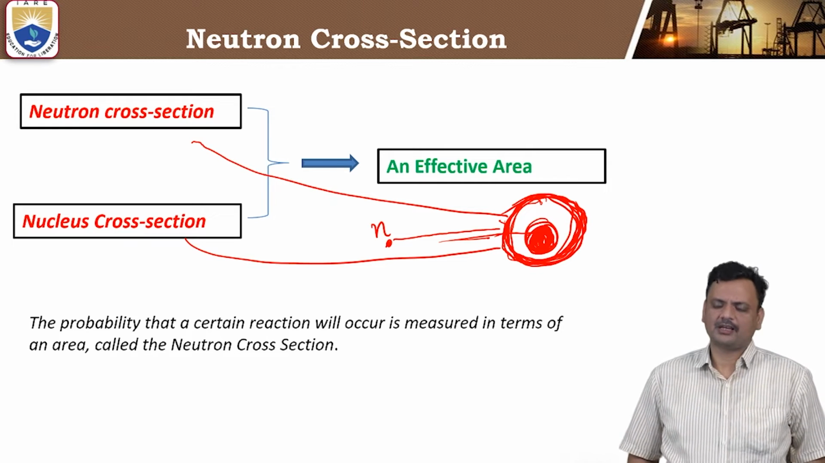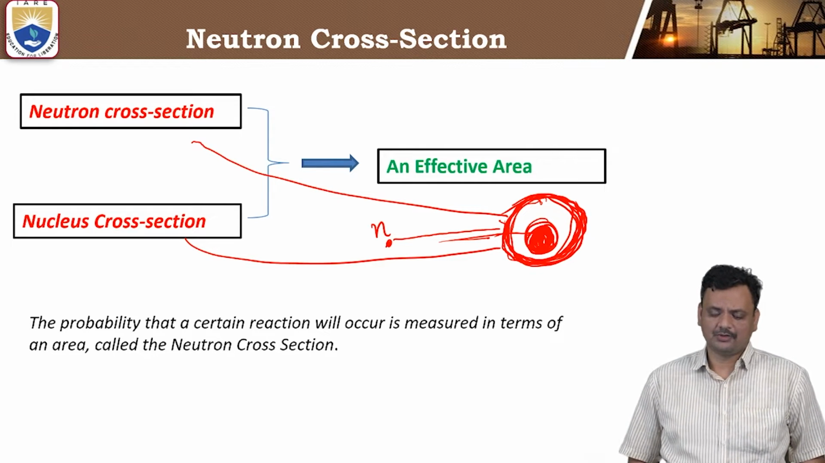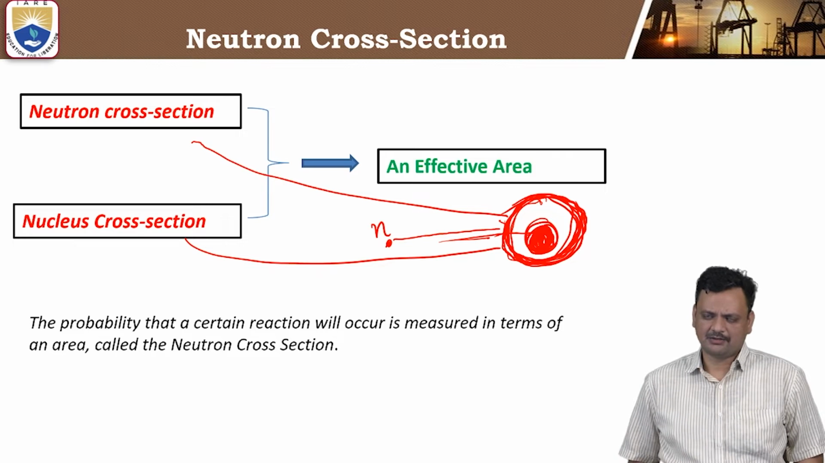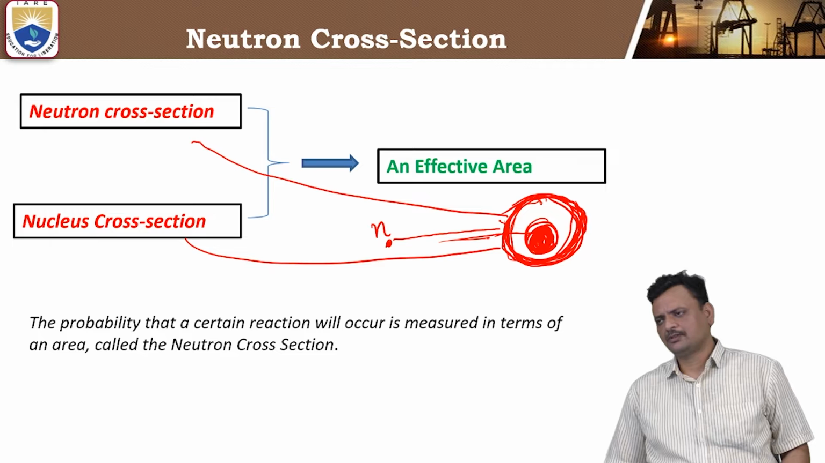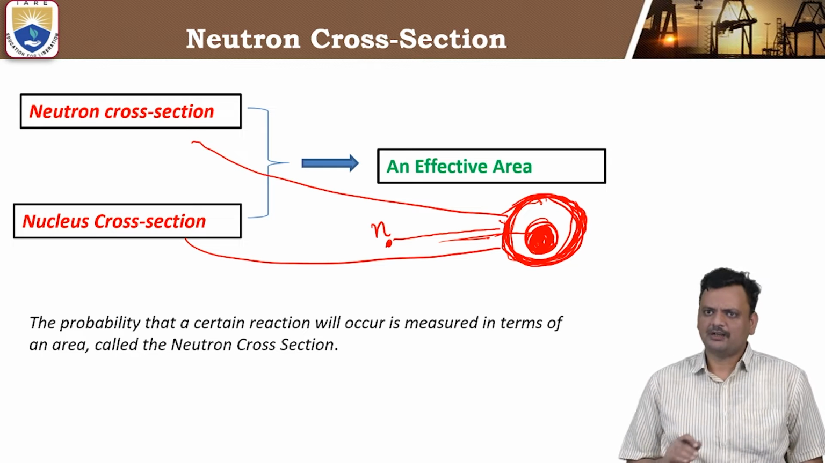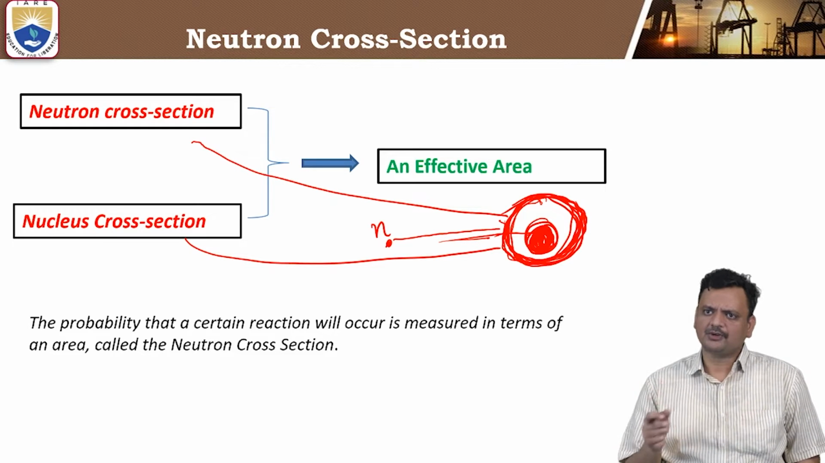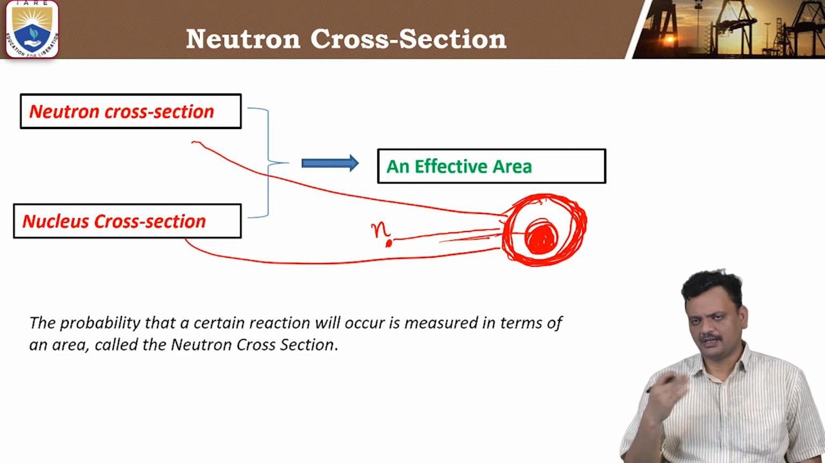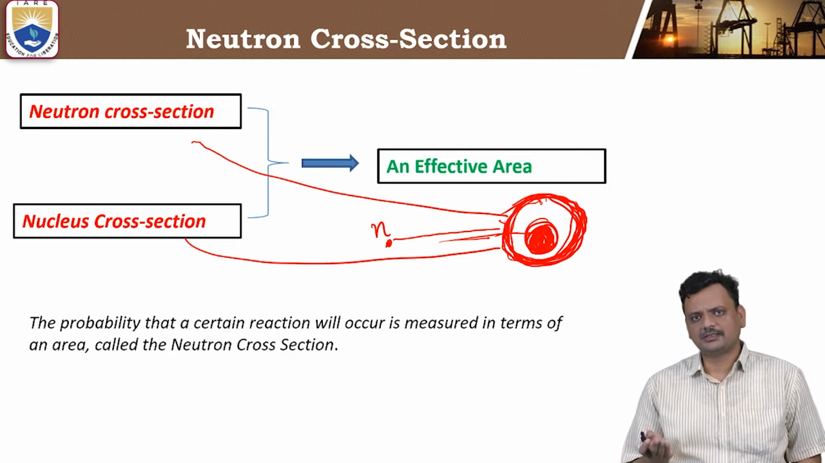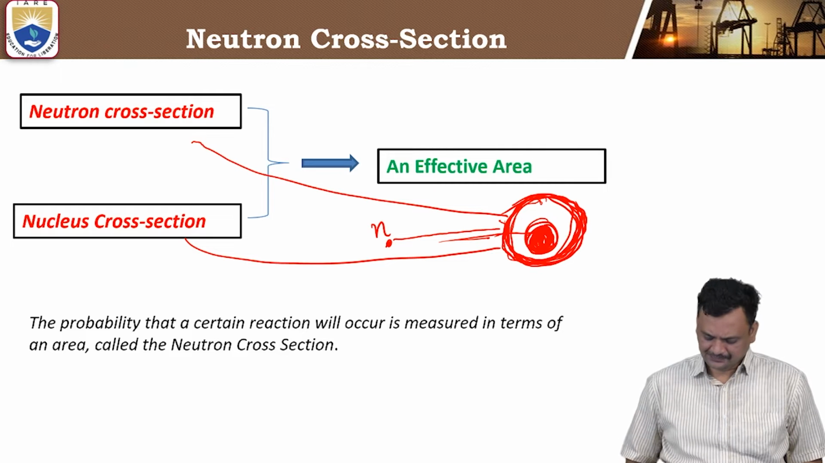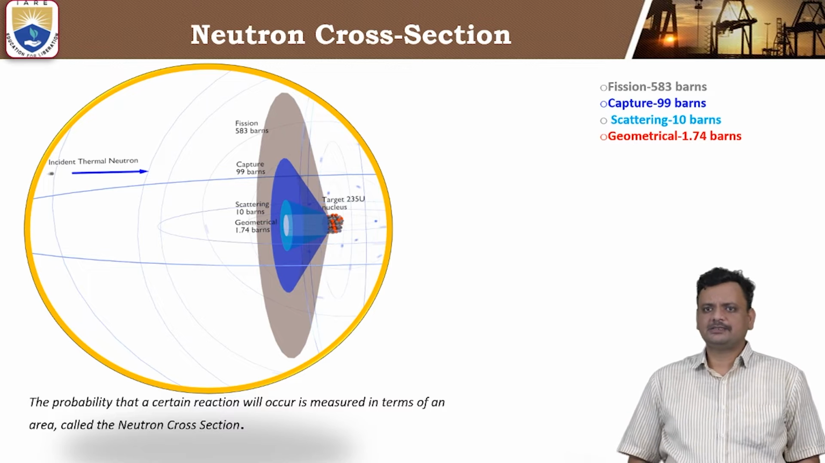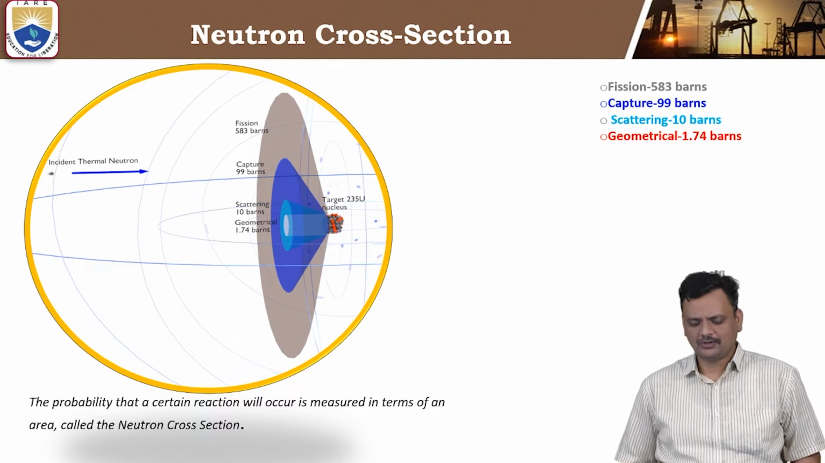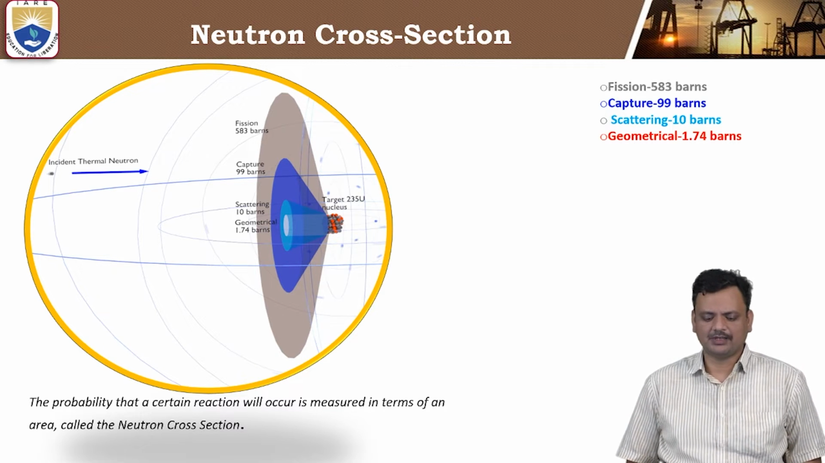Here I considered the neutron as the incident particle. There may be another, different particle which will go for nuclear reactions. If there is a different particle, then you can say cross section for that particle. All this I want to show by a pictorial diagram here.